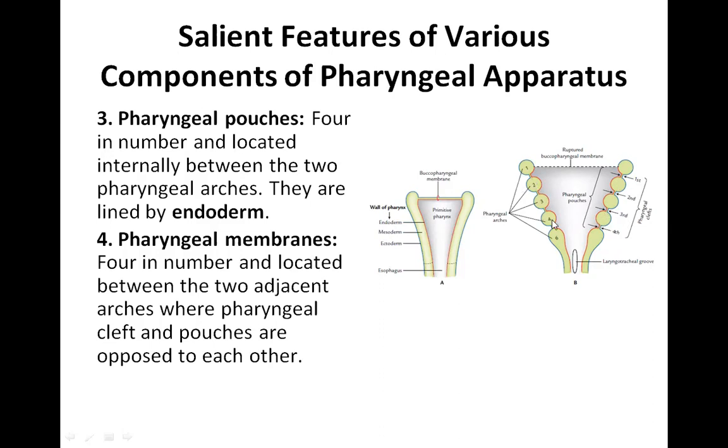Now, what are the pharyngeal membranes? These are also 4 in number, and they are located between the two adjacent arches, where the pharyngeal cleft and pouches are in close approximation with each other, or opposed to each other. So there are 4 pharyngeal membranes.